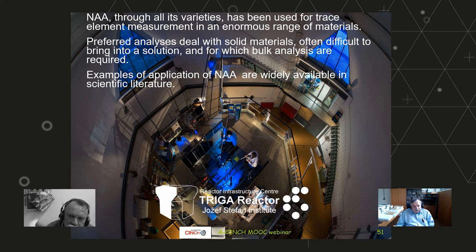So yeah, if somebody has the means, the money, and the technical capabilities, and of course the applications, because I would assume that the sole use of NAA or PGNAA, prompt gamma activation analysis, would not be profitable. So once you extract the beam, it's good to have nuclear physicists around to perform other studies, not only for analytical purposes.